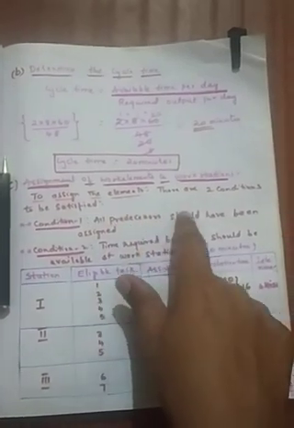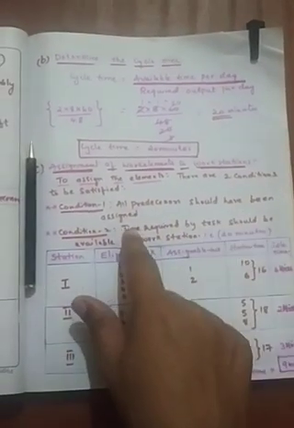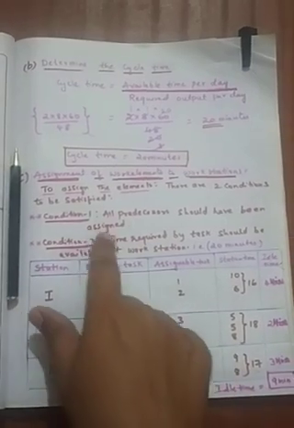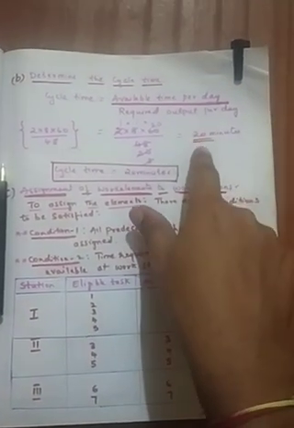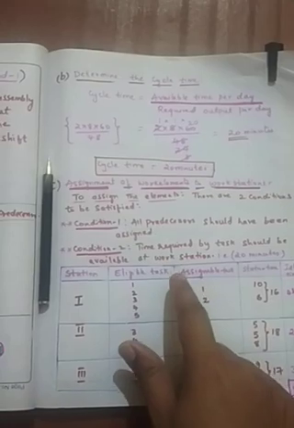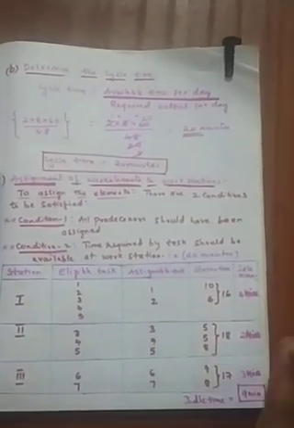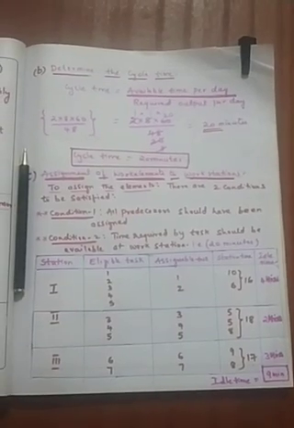One is that all predecessors should have been assigned. Without assigning the predecessors, you cannot go for the assignment. The second condition is the time required: whatever cycle time you have obtained, it should be available. That is, it should not cross that particular time. So these are the two conditions to be remembered.